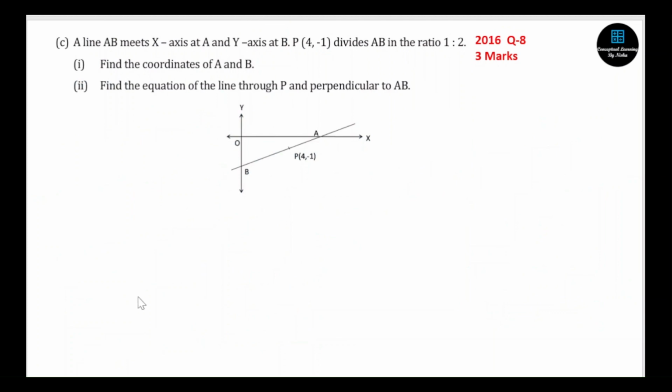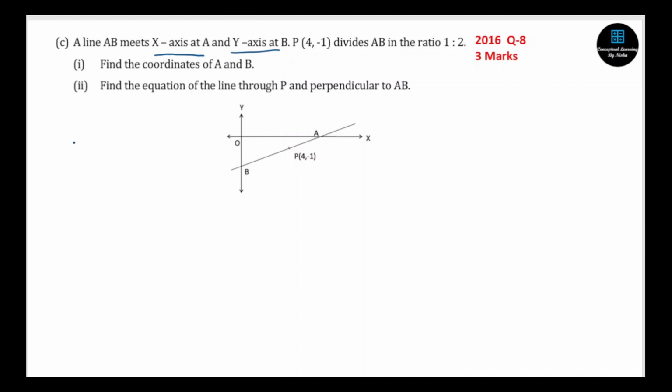This question is from the 2016 paper. It is again a 3 marker question. Okay. And it is a combination of section formula and equation of line chapter. Now what they are saying, line AB meets x-axis at A and y-axis at B. See, do you understand? In almost all papers they are giving this point is on x-axis, y-axis, and then the ratio, and we have to find this, right?